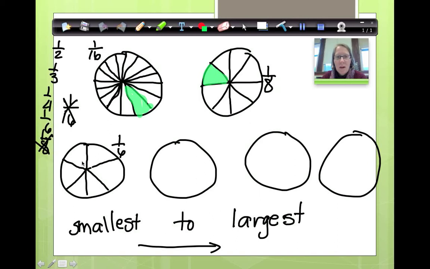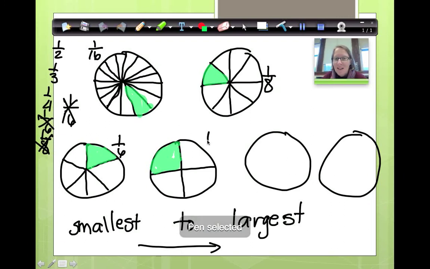Now look at the piece, look at the size. 1/6 is definitely greater than 1/8, isn't it? A little bit larger. Okay, what about 1/4? Let's do that next. Alright, 1/4. So it's not 1/4 until I shade one in. Now this piece that's shaded in, how does that compare to the 1/6? 1/6 is less than 1/4, isn't it?